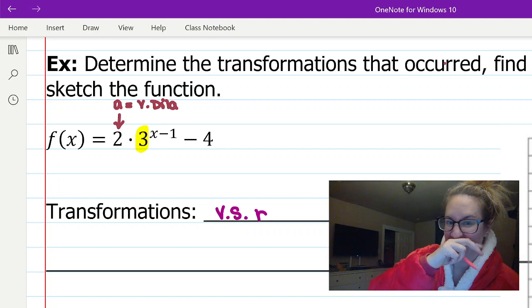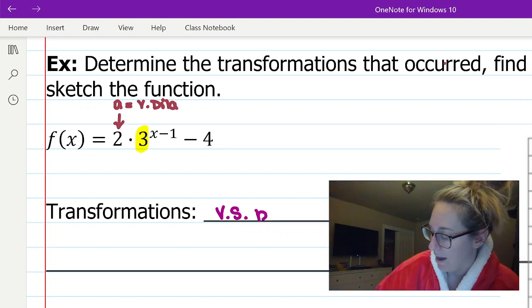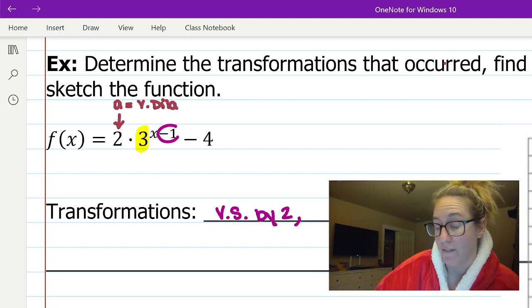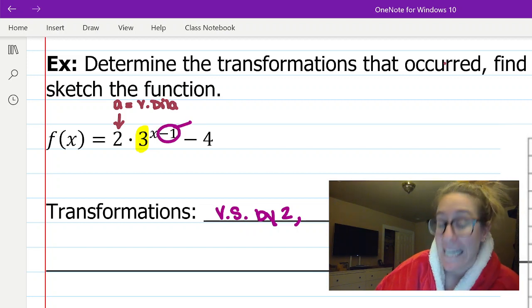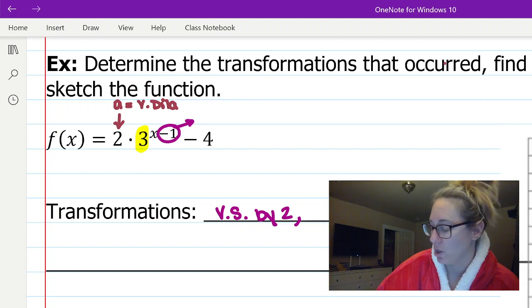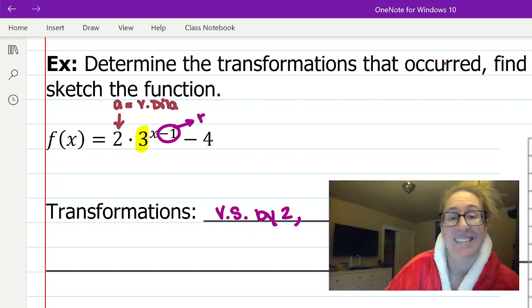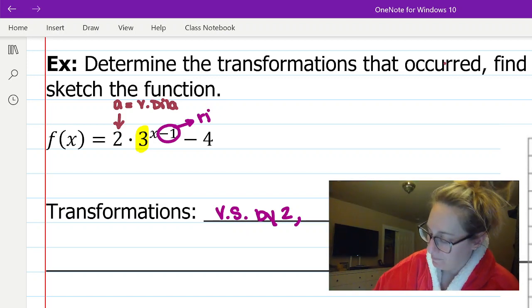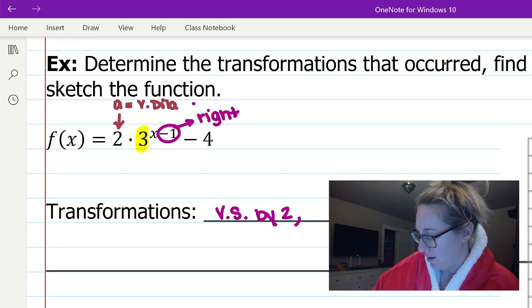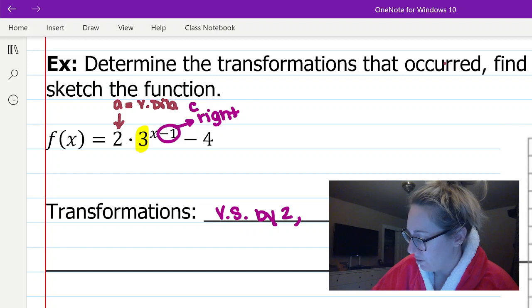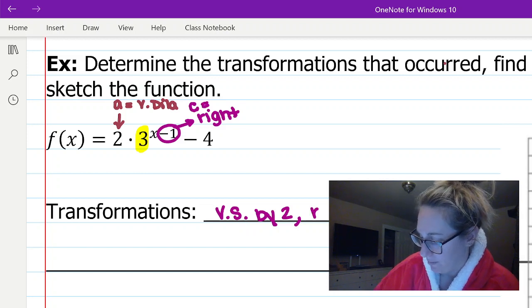Cool. Next up, we are looking in the exponent. We have a -1. All right, this is going to be our shift left or right. And because it's a minus, that's telling me that it is going to the right. All right, so this is my shift to the right. This is my C value in my equation. So I am going to the right by 1.